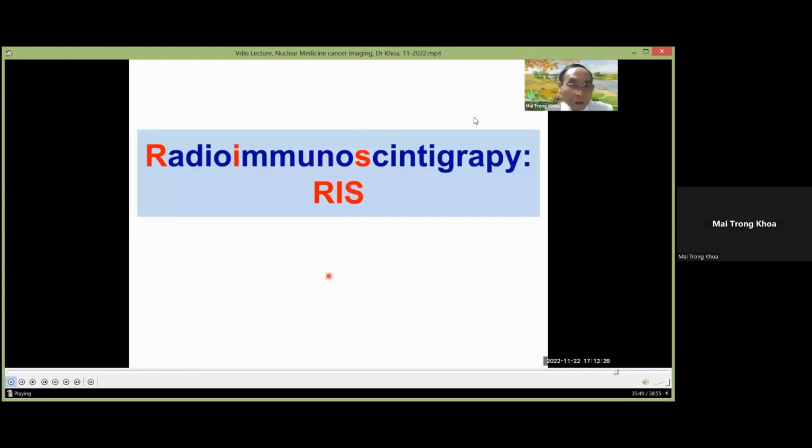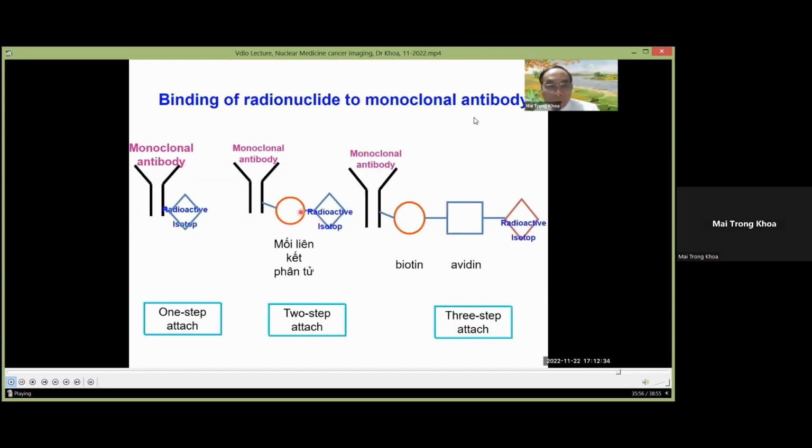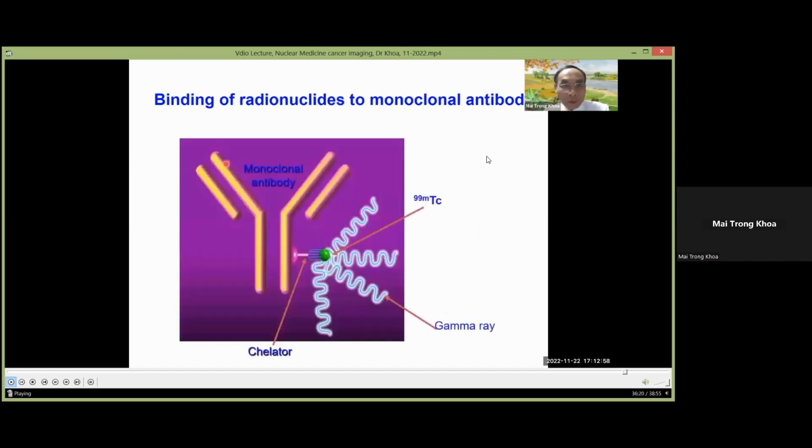And we would like to share some information about radioimmunoscintigraphy and immunotherapy. We can use a technique where we use radiolabeled monoclonal antibody to bind to the target of the cancer to be researched. You can see this is the monoclonal antibody and this is the radionuclide. You can see here.